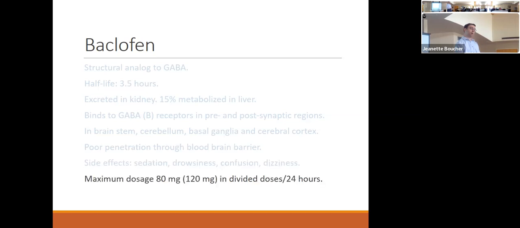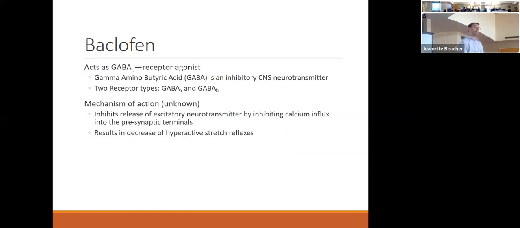And we talked about these side effects. So maximum dosage, typically 80 milligrams. Some folks will have up to 120 milligrams. And we'll get to the intrathecal Baclofen pump because that's a good way to bypass having to go through the brain-blood barrier, where we're losing some of the effectiveness of the medication.